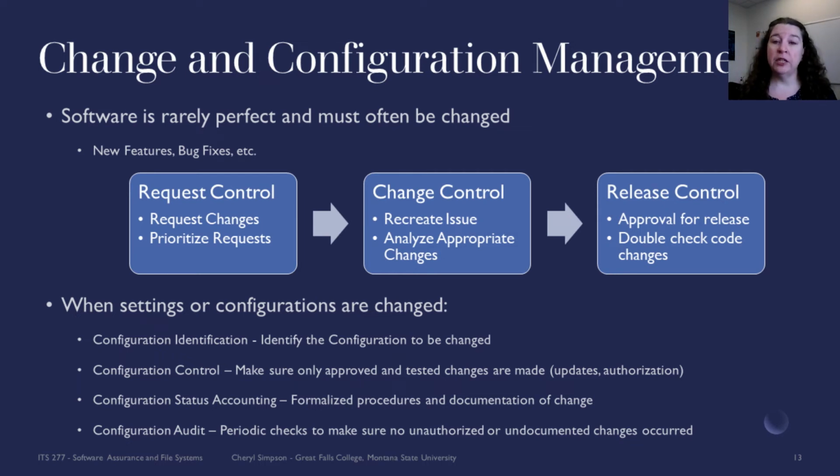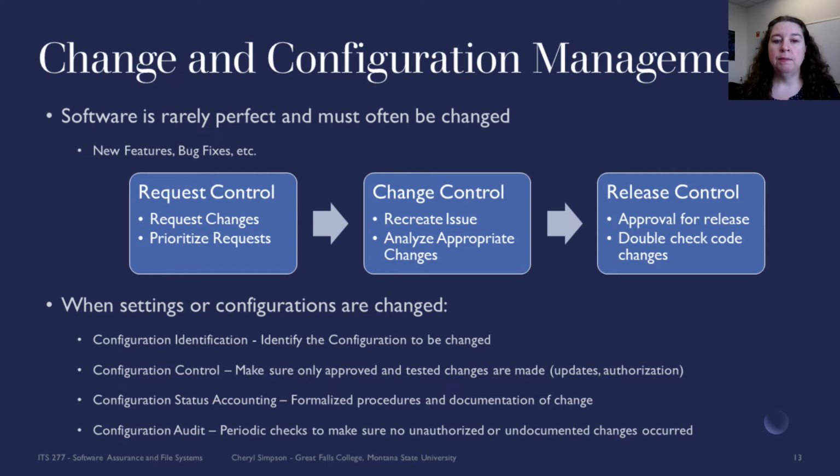Configuration management is one of the more dangerous places for software assurance, for a system analyst to go into. You need to change something, and there are different ways to make sure that your configuration management is appropriately applied. First, we do configuration identification. What's the thing that needs to be changed? I need to change this configuration from saying that only admins can have it to admins and managers can have it. Okay, we've identified the configuration that needs to be changed.